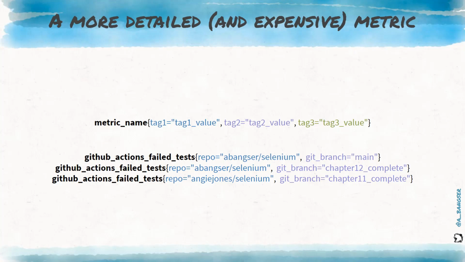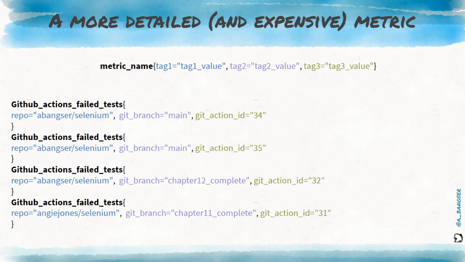For example, here I've added in the Git branch as well, and I can see that I have 2 metrics for the Abby Bangser repo, one for the Git branch main and one for the Git branch chapter 12 complete. But if I keep going with this, what if I added the custom Git action ID? Now I have 3 metrics for the Abby Bangser repository, because I have 2 for the Git branch main that have different IDs, ID 34 and ID 35.